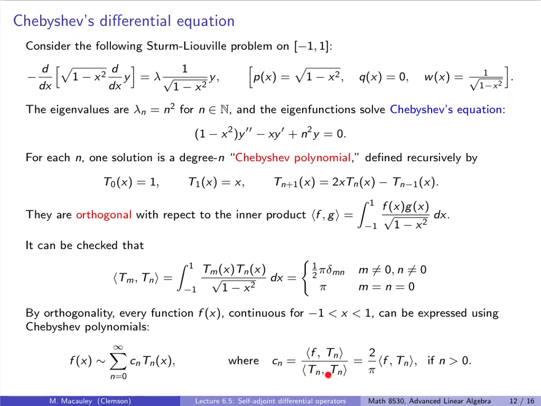And this, if n is bigger than 0, is 2 over pi because of this, times the inner product of f with T_n. And once again, I'm not going to write down a formula for this. You have it right up here. You just have to put f in for T_n. And it's easy to modify this if n equals 0. Just get rid of this 2 because of this 1/2 versus 1 right here.